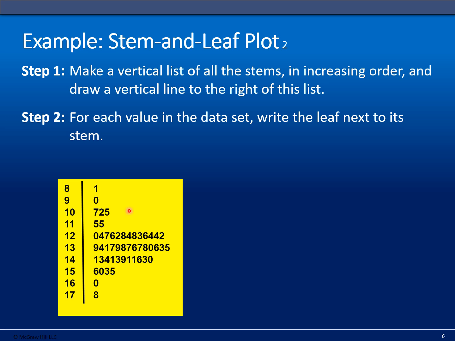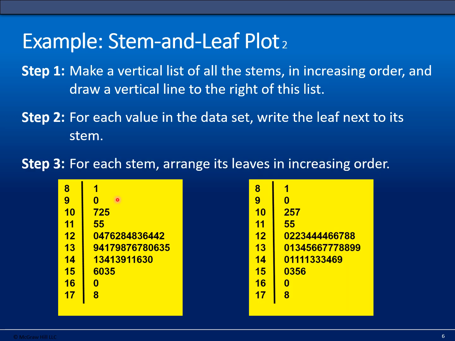So what we do is we make this column of all the stems in numerical order, and then we just write each of the leaves to the right of that stem, and you'll see this vertical line here that separates the stems from the leaf. Once we've done that, we want to put each of the leaves in increasing order. And there you can see, so for like number 12, which had a lot of leaves, we just put them all in numerical order, and we count each one even if it's duplicated, just like we did for the stem 11.